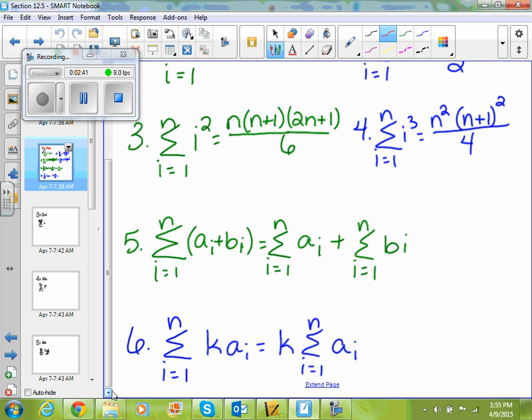And then for number 5 and 6, that tells you that you can break up sums into the parts of their pieces, and you can pull constants out in front of the sum. So for number 5, the sum from any 1 value to n of a plus b is equal to the sum of a plus the sum of b. And for number 6, the sum of some constant times a is equal to the constant times the sum of a. So you can pull the constant out front.